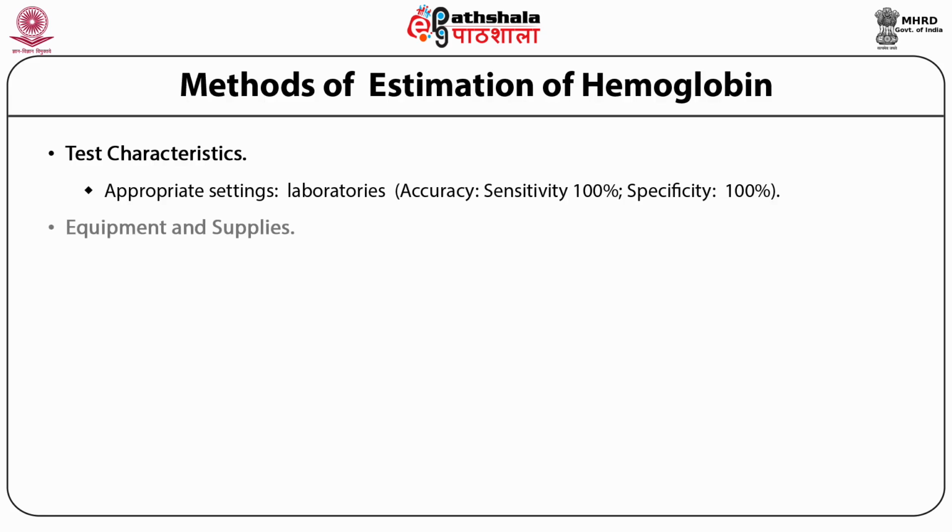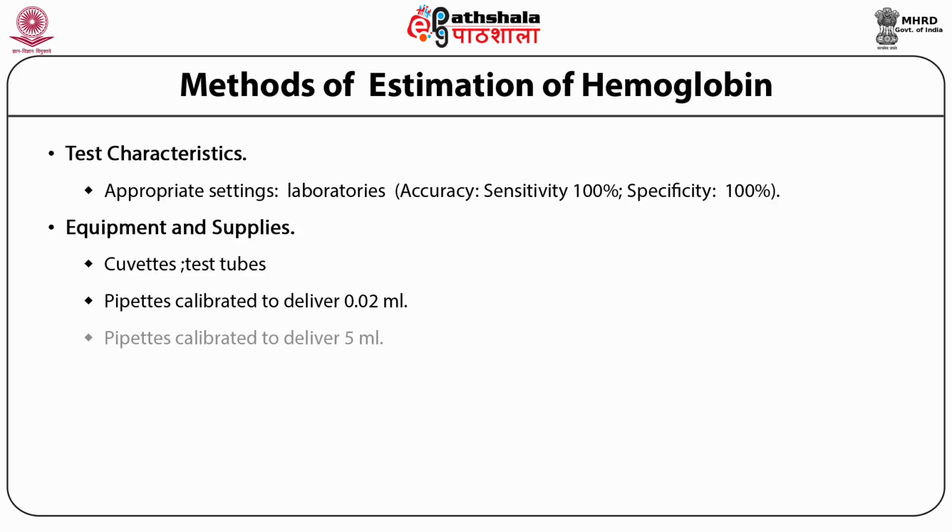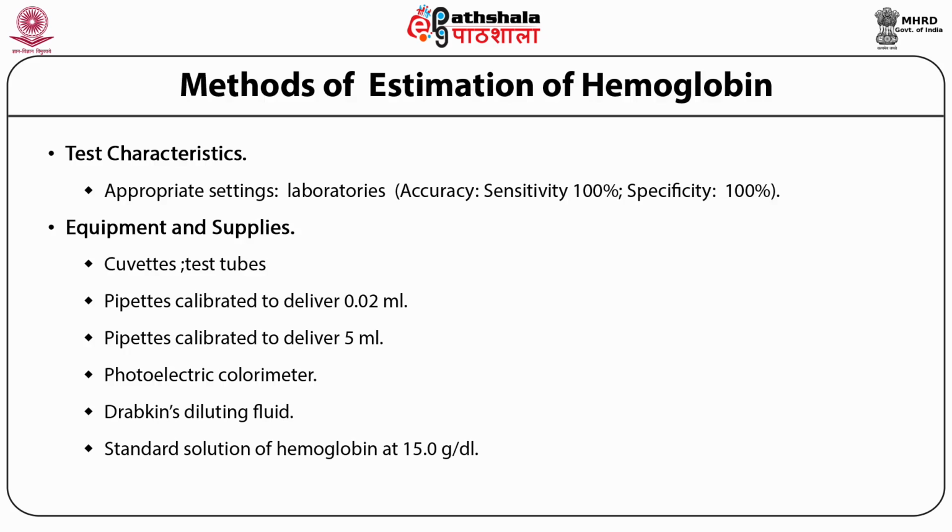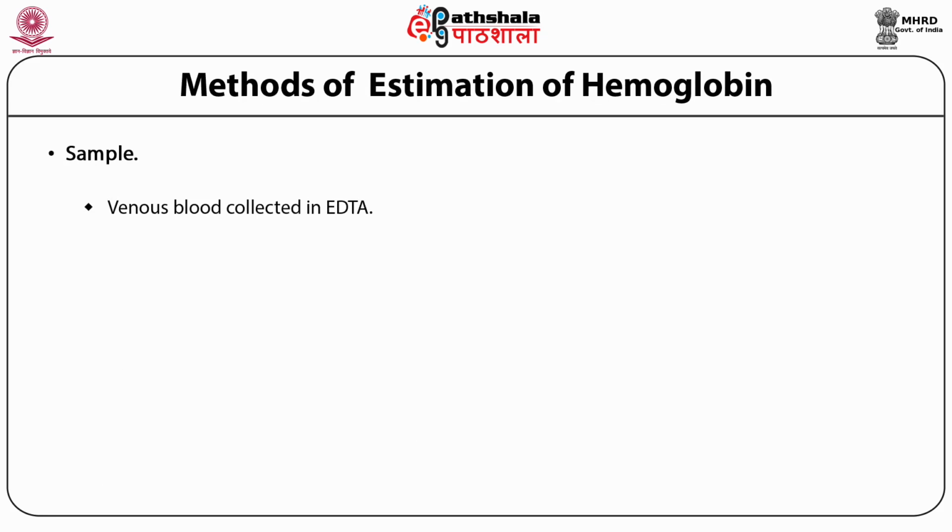The equipment and supplies include cuvettes, test tubes, pipettes calibrated to deliver 0.02 ml, pipettes calibrated to deliver 5 ml, a photoelectric colorimeter, Drabkin's diluting fluid, standard solution of hemoglobin at 15.0 gram per deciliter of blood, graph paper, and a watch. The sample is venous blood collected in EDTA.